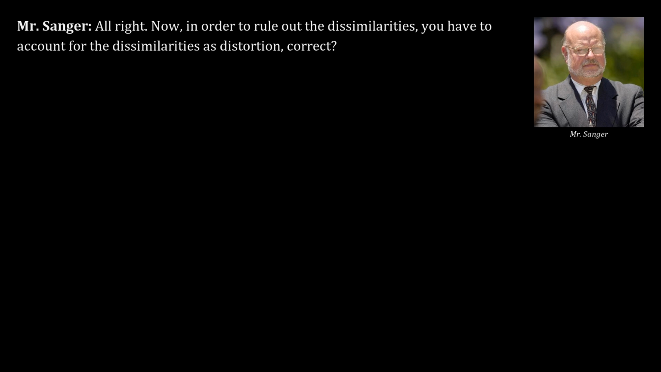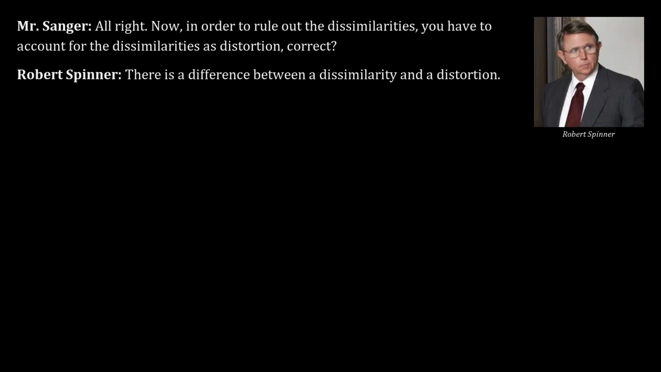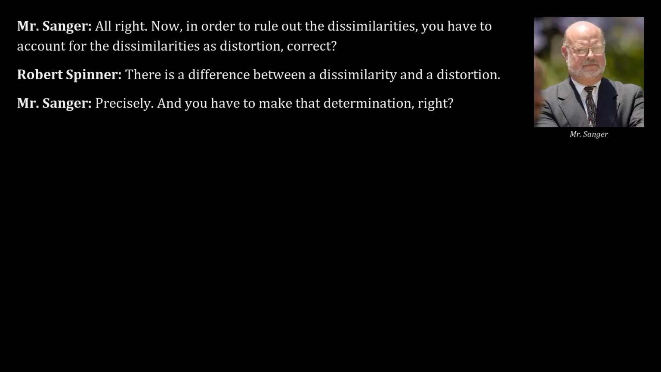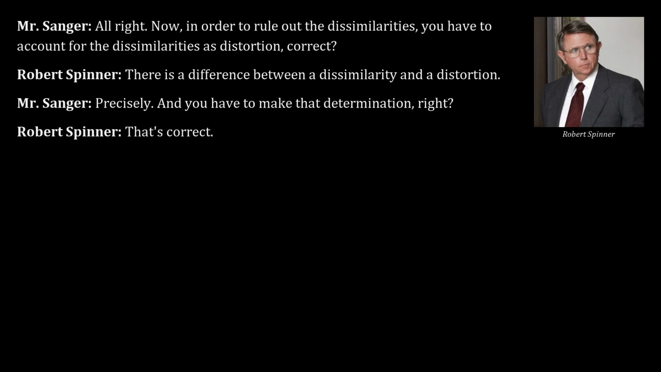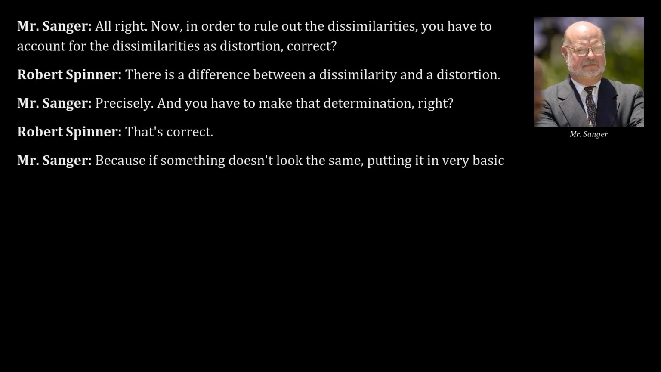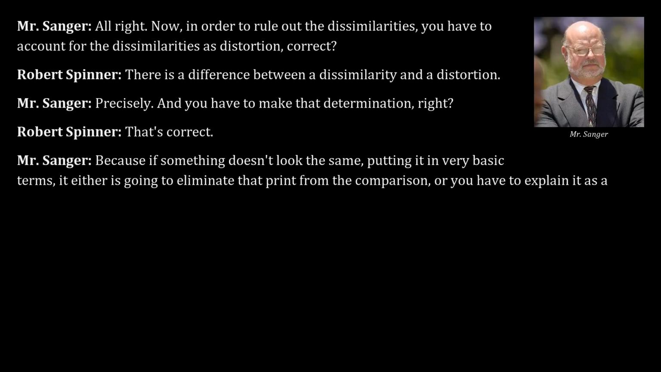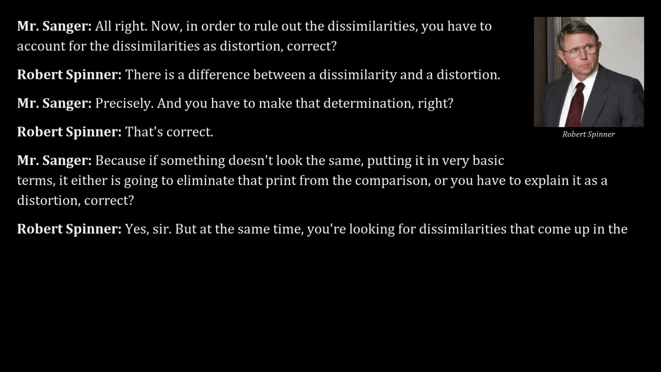Alright, now, in order to rule out the dissimilarities, you have to account for the dissimilarities as distortion, correct? There is a difference between a dissimilarity and a distortion. Precisely. And you have to make that determination, right? That's correct. Because if something doesn't look the same, putting it in very basic terms, it either is going to eliminate that print from the comparison, or you have to explain it as a distortion, correct? Yes, sir. But at the same time, you're looking for dissimilarities that come up in the wrong spot in regards to ridge flow and spatial alignment.